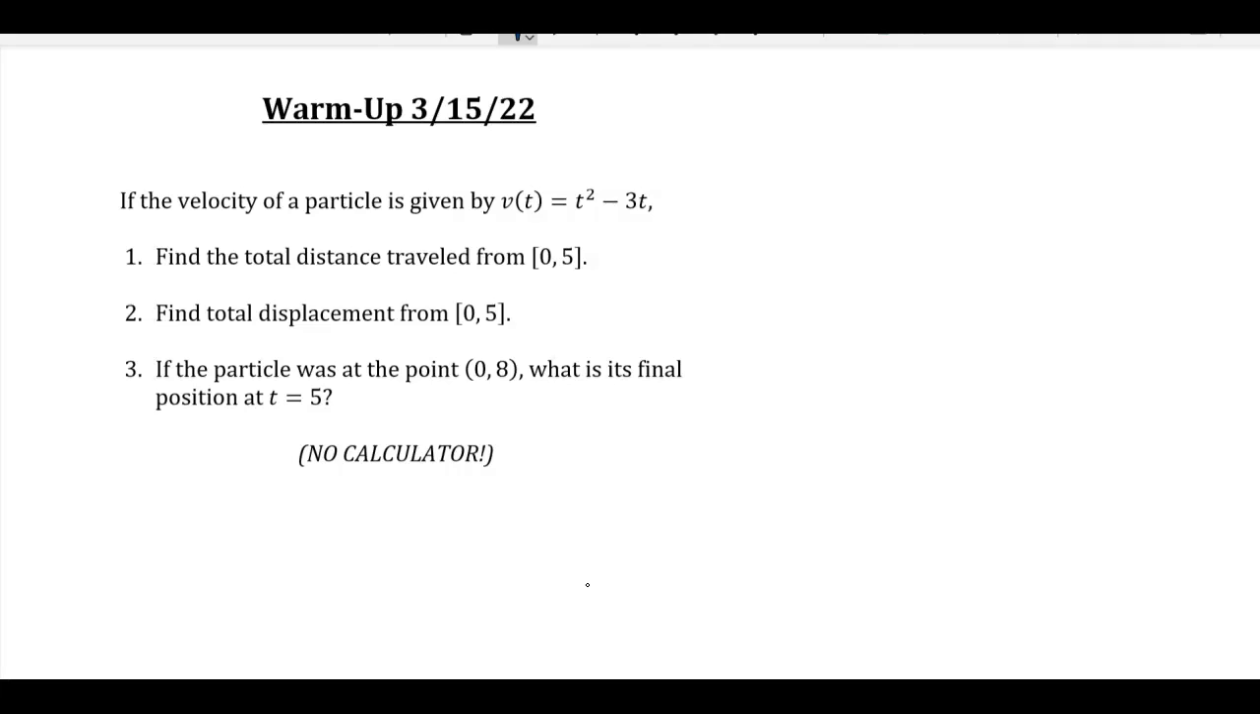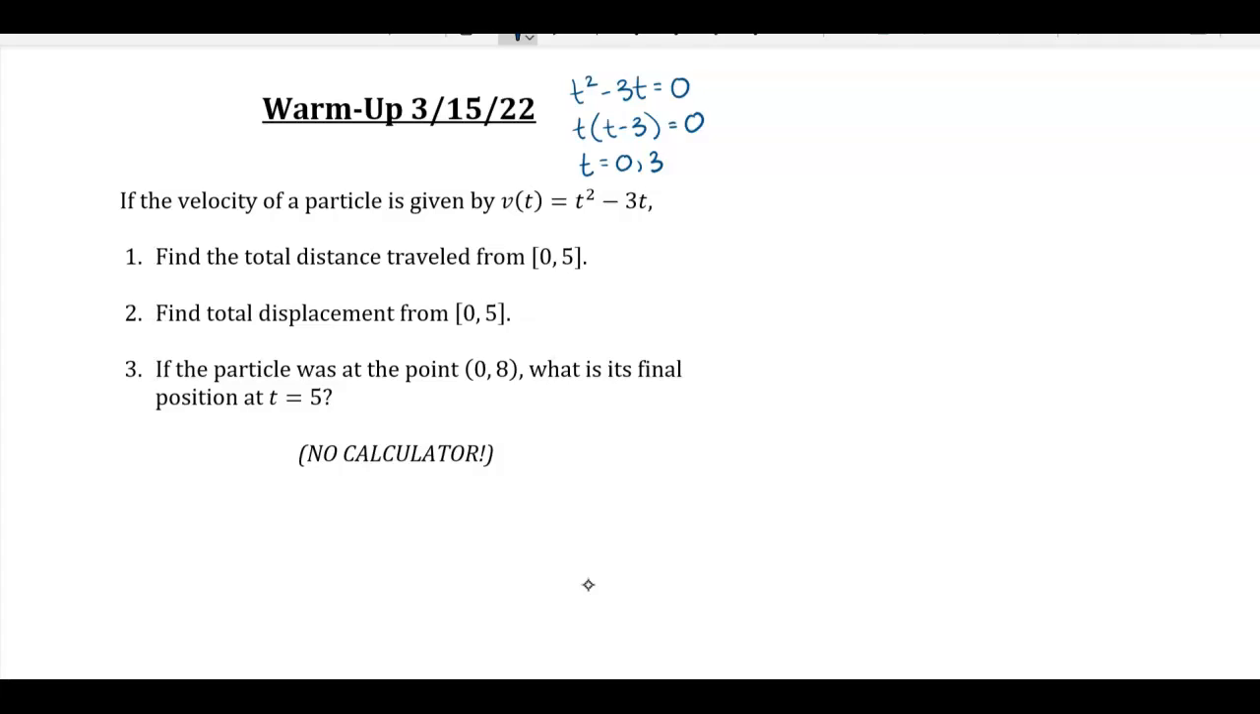So let's look at this. We have our velocity function. We're looking for total distance traveled from 0 to 5. So for total distance, we need to find our zeros. If we set t squared minus 3t equal to 0, t times (t minus 3) equals 0. So t equals 0 and t equals 3.